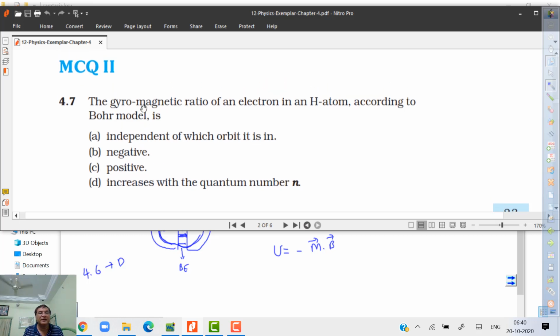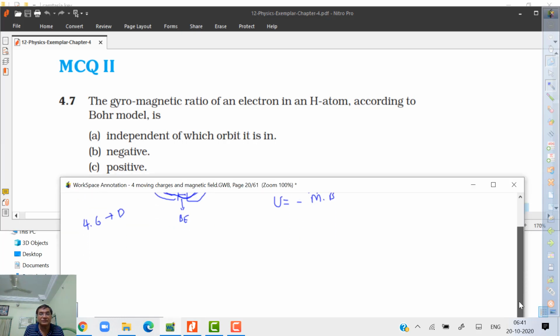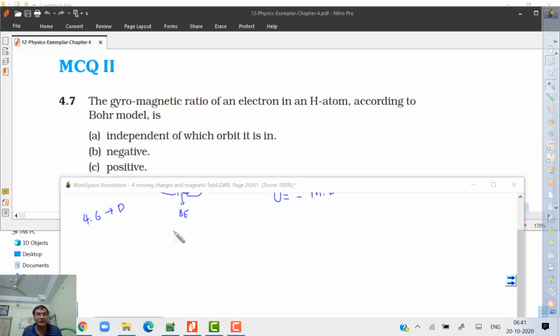So now questions may have more than one options. The gyromagnetic ratio of an electron in a hydrogen atom according to Bohr model is. So we know what is gyromagnetic ratio. What is gyromagnetic ratio? So it is a ratio of magnetic moment to angular momentum. And what is the formula? If you remember, the minus e upon 2m.